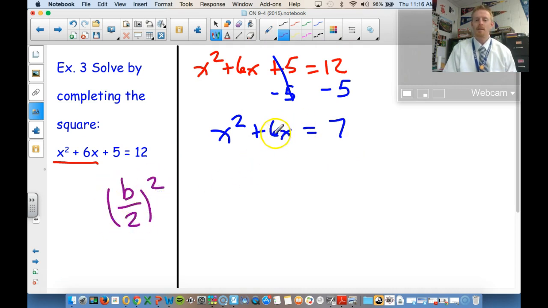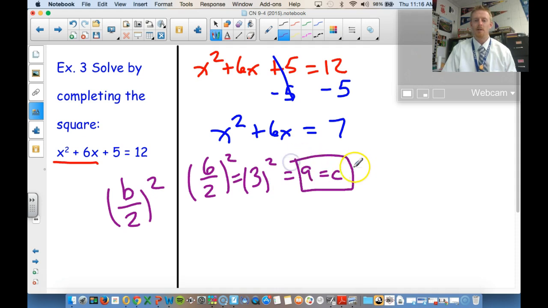Now our next step is we're going to use that b over 2 squared stuff. So b is 6, divided by 2 gets us to a 3. We're going to square it. And 3 squared is a 9. So that's what my c is equal to. So when I figure out that c is a 9, I'm going to add that back into both sides of the equal sign, because math is super, super fair.